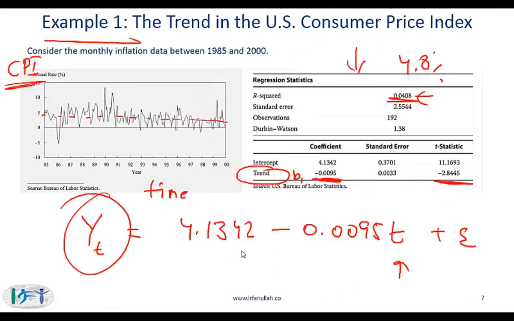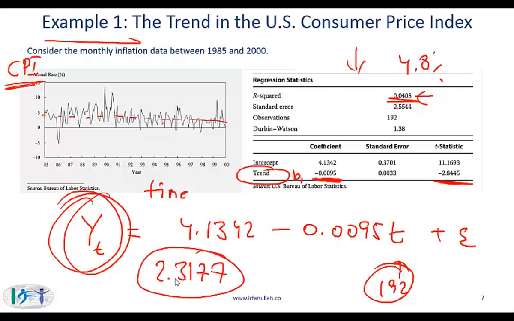Just to get you to do a little bit of work, I want you to tell me the predicted value of y when t is equal to 192. Here is what you should get. And keep in mind that at the end of almost every regression exercise, there will be a question which says, here is the x value, or here is the independent variable value. What is the dependent variable? In this particular case, with t equal to 192, you should get approximately 2.3177.